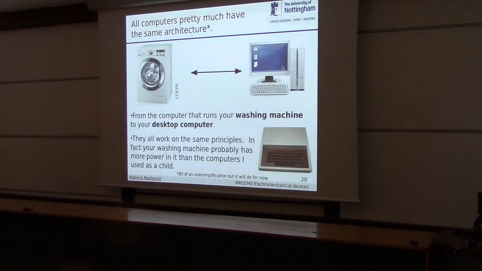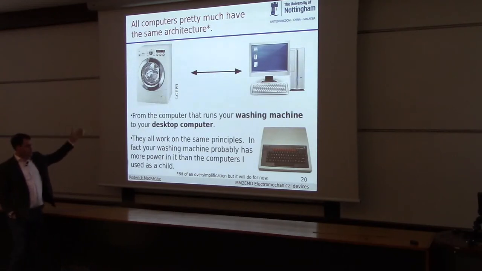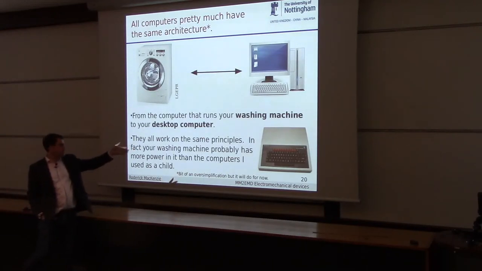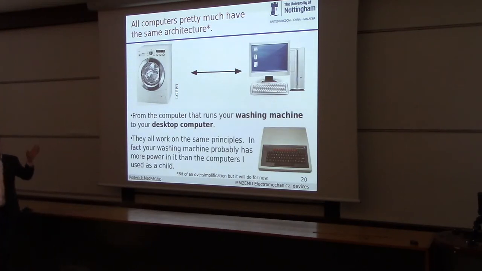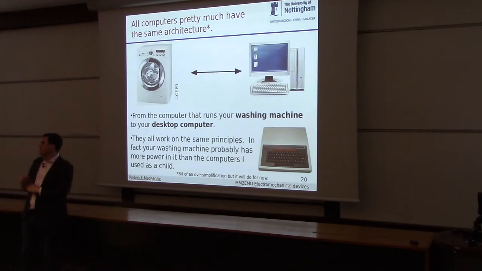So the point of this lecture, I guess, is that no matter what computer you're looking at, whether it's one of those little computers, a big desktop PC, one in your washing machine, or this BBC from 1980, they've all got basically the same architecture. And once you understand one of them, you'll be able to understand all the different architectures, or at least have a good idea about what they do and what's special about them. So I'm going to look at some.